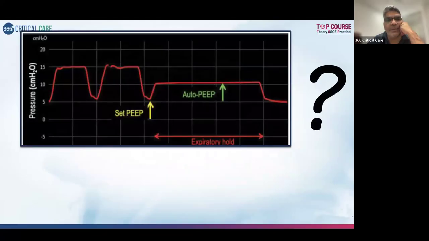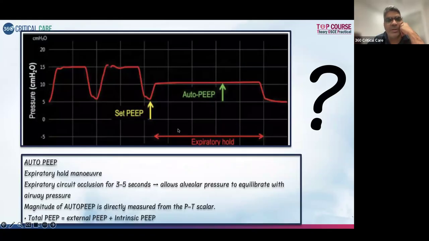A bit about auto PEEP measurement. How do you do it? You do an expiratory hold, usually 3 to 5 seconds, to allow the alveolar pressure to equilibrate with the airway pressure. There's a button on the ventilator, depending on which type of ventilator you are using. You can hold it for that length of time and it will read a pressure.